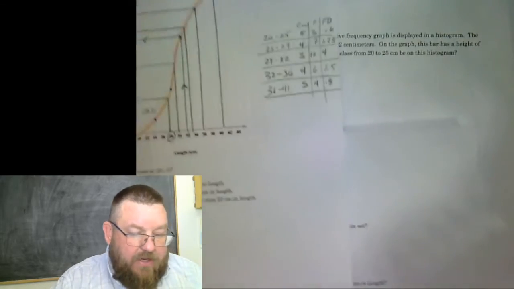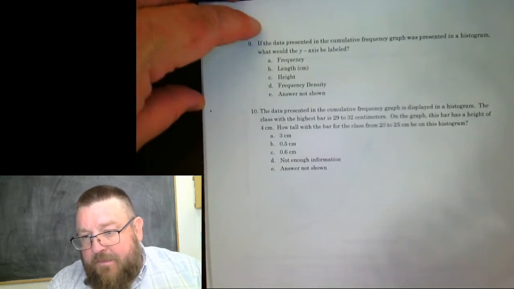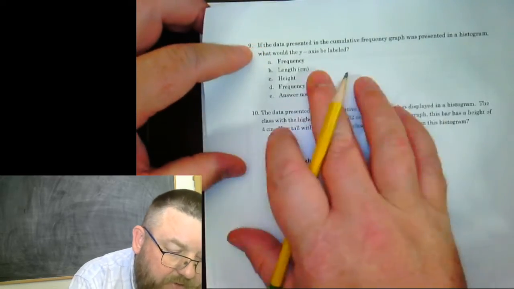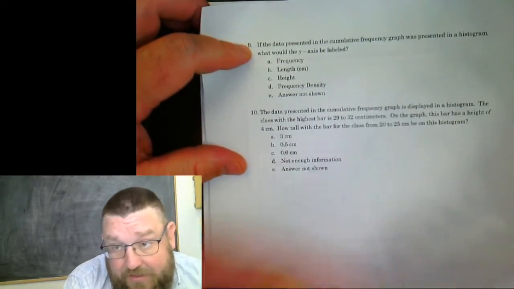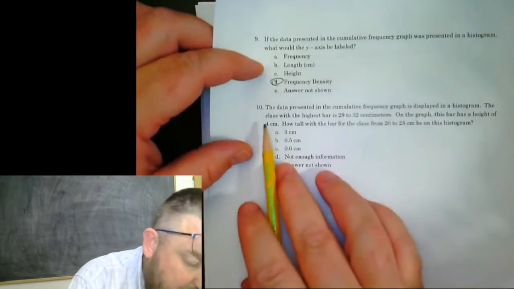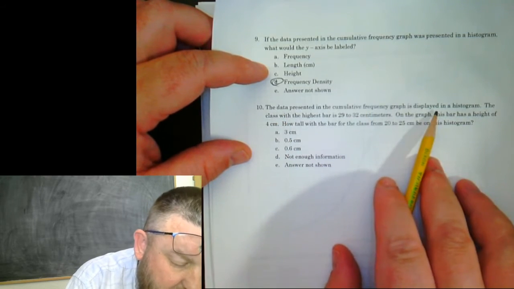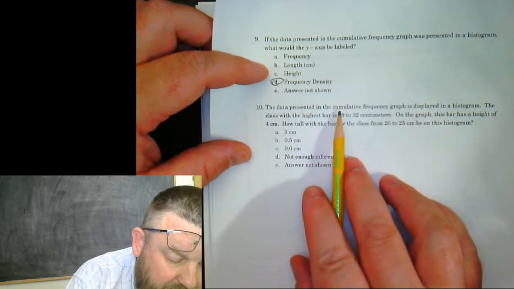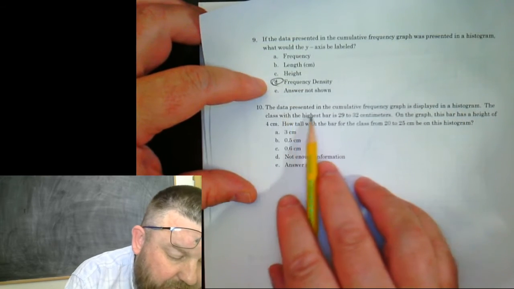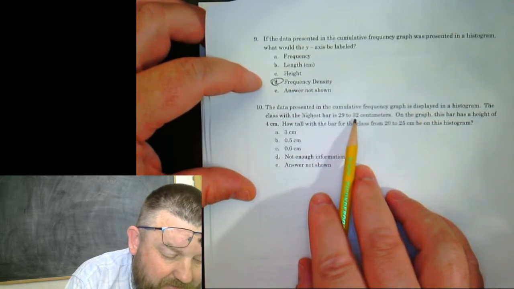Okay, number 9 says, if the data presented in the cumulative frequency graph was presented in a histogram, what would the y-axis be labeled? Well, because the class widths are uneven, frequency density. So the data in the cumulative frequency graph is translated and presented in a histogram. The class with the highest bar is 29 to 32. That actually gives you the answer to number 8, right?